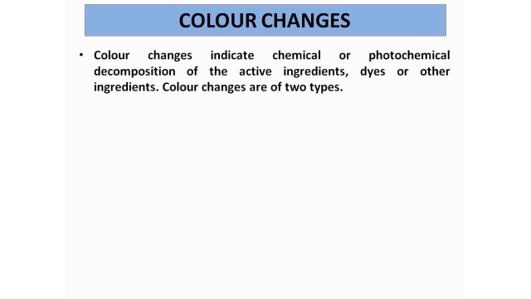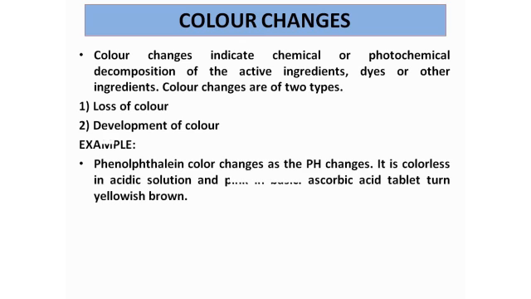Color changes generally happen in two ways in pharmaceutical products. First, the loss of color. Suppose there is a blue color in the formulation. After some time the color may fade out, and there is no blue. Second, the development of color: the blue color may get converted into violet color. So this is the development of a new color.